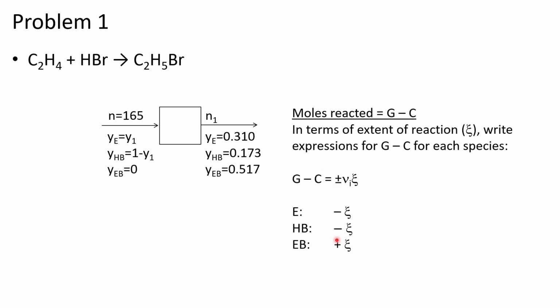So we'll have exactly the same expression for the generation minus consumption term for hydrogen bromide as we do for the ethylene. We'll have a minus because it's a reactant. We'll have a 1 here, which is hidden, but is there because its stoichiometric coefficient is 1, and then we'll have Xi, the extent of reaction. Finally, ethyl bromide's a product, so we'll have a plus. The stoichiometric coefficient for ethyl bromide is 1, and then we'll multiply by the extent of reaction Xi. Next, we're going to put these expressions into a mass balance for each of these reactive species.